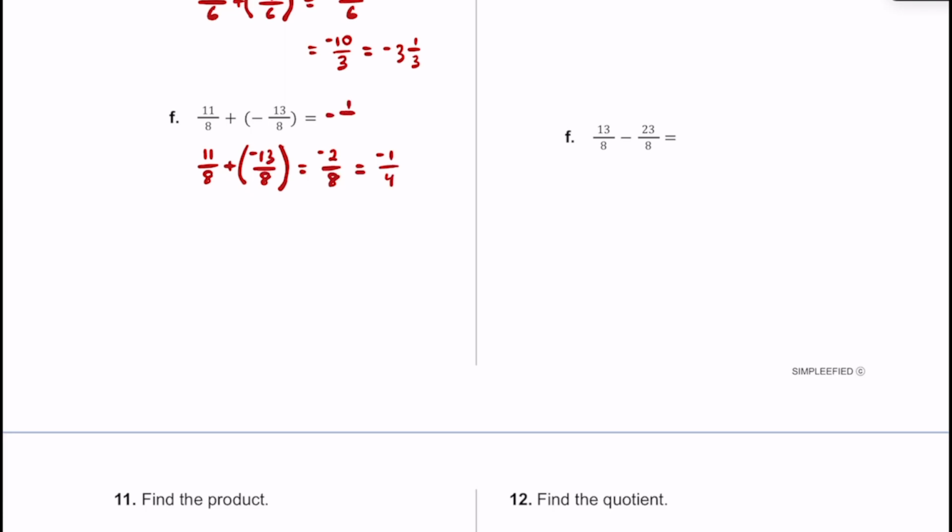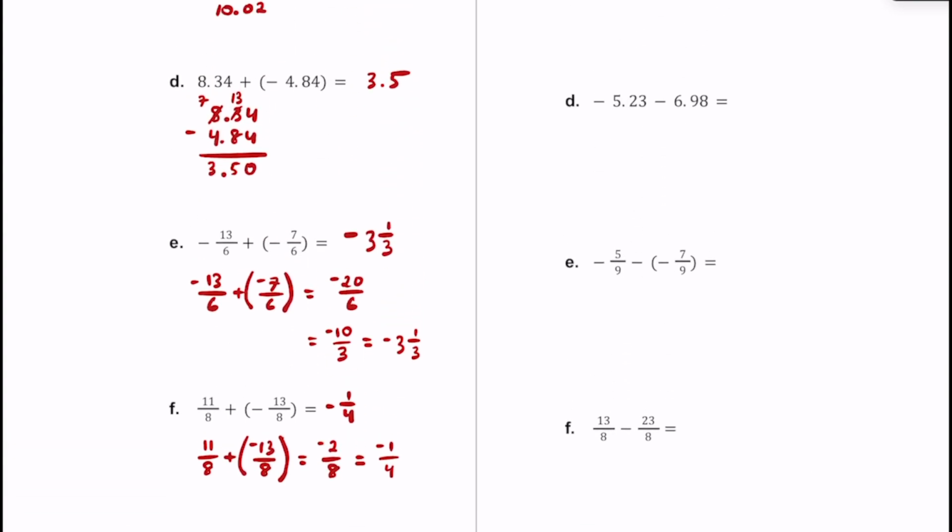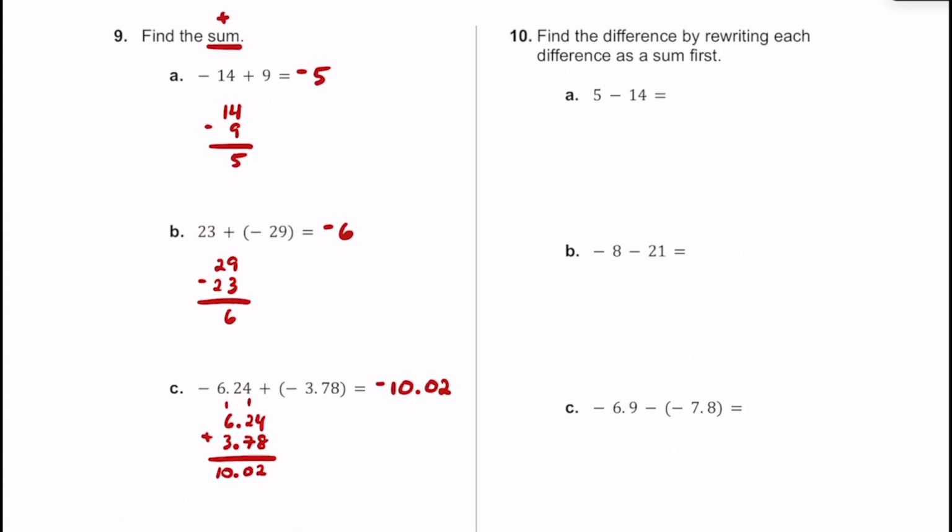So our final sum here is going to be negative 1/4. All right, now that we practiced adding here, let's go ahead and practice subtracting. Make sure though, the directions here say that we're gonna find the difference, which is the answer to a subtraction problem. But we have to make sure that we are going to go ahead and rewrite each of these differences as a sum first, right?